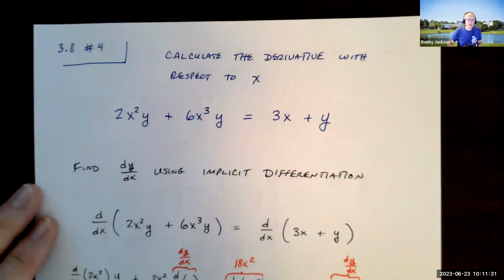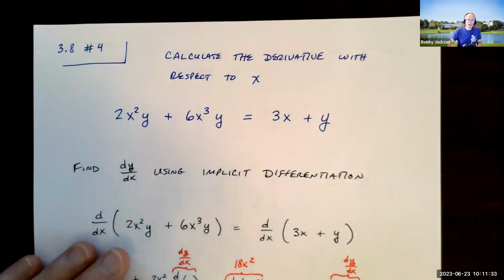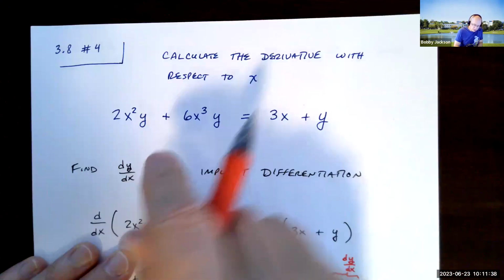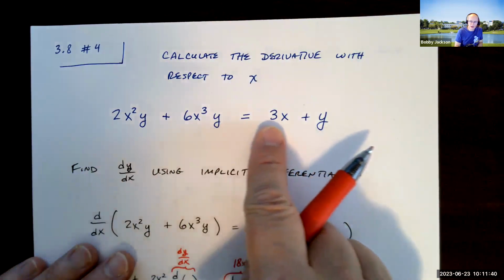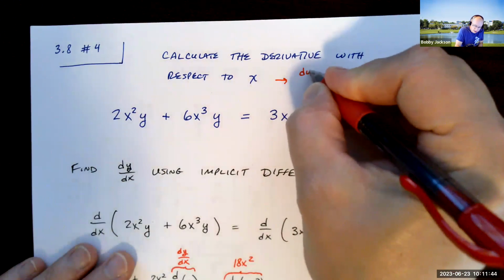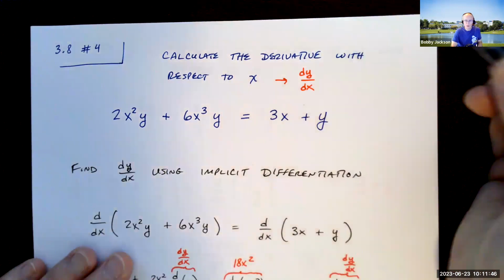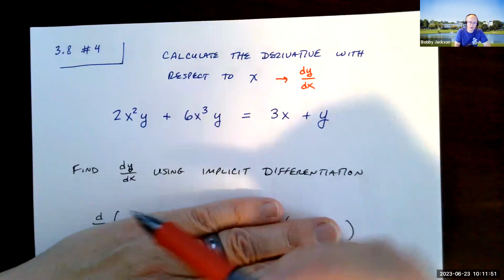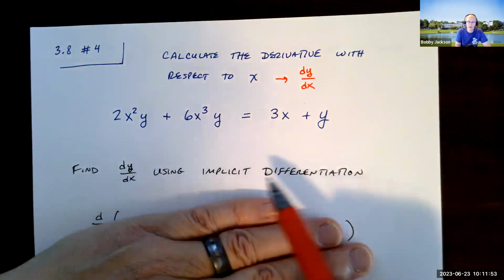Okay, we're going to look at number 4 in section 3.8. We're to calculate the derivative with respect to x. So, of course, we've got the equation here that involves y and x. So we're really looking for dy dx. Now, we do want to do this using implicit differentiation. So my instructions would be find dy over dx using implicit differentiation.